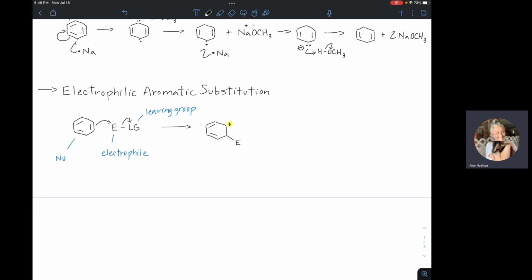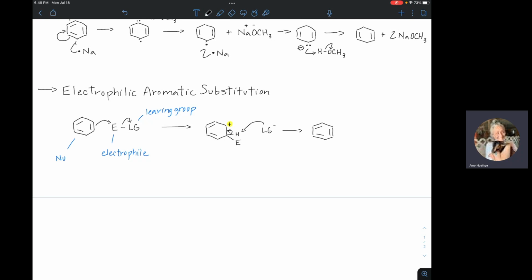And what you have floating around in the flask is your leaving group, which would probably have a negative charge, right? And then the hydrogen that we haven't drawn in is there. Each one of those carbons will have one. But if we take that hydrogen away, we can put these electrons back into the aromatic ring. So then that hydrogen is history, and we have substituted it for the electrophile on the aromatic ring.